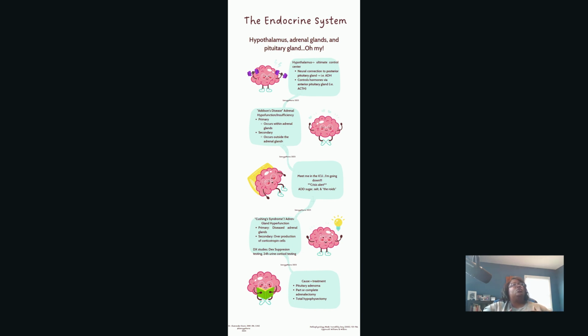So let's move on to the causes and treatments of Cushing's. So when we're talking about pituitary adenoma, this is indicating where the insult is, and so how we can treat it, because cause equals treatment. All right. So if we know where the insult happened, that's where we need to target our intervention. Okay. So pituitary adenoma, we know where to target. We need a part or complete adrenalectomy. Do we need a total hypophysectomy?